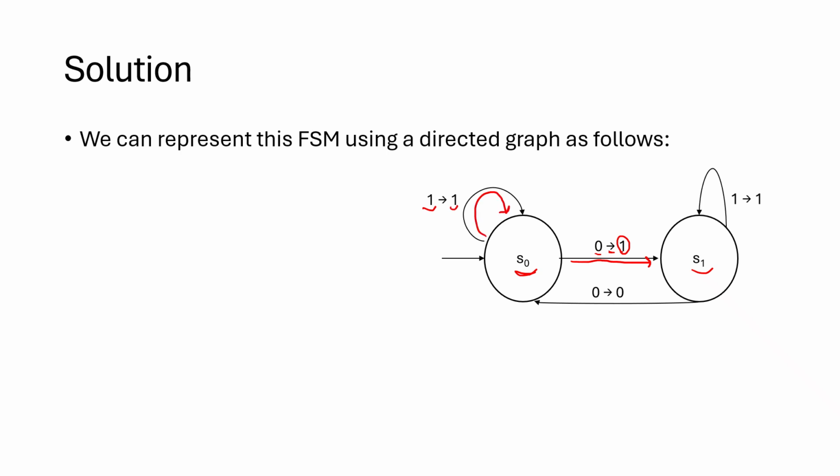On the other hand, if we are currently at S1, and the input symbol that we read is a 0, we output a 0 and go back to S0. And finally, if we are at S1 and we read 1 as the input symbol, we output a 1 and we stay at S1. So the whole description on the previous slide is summarized in this directed graph with edges labeled like that. This is called the diagram of the finite state machine.